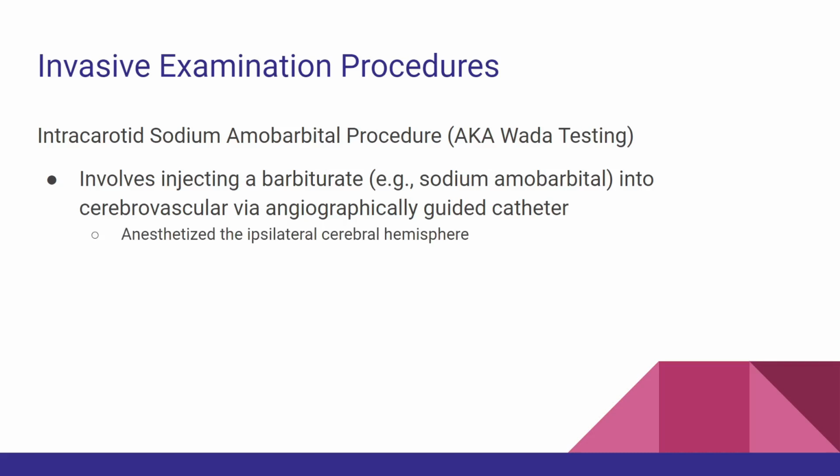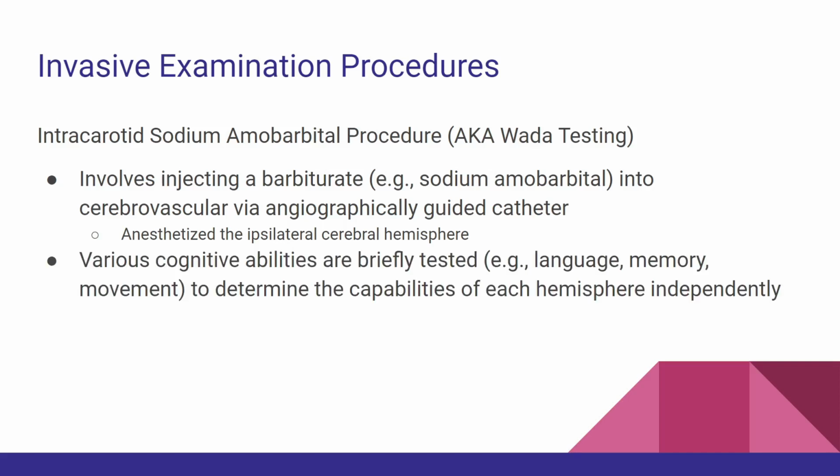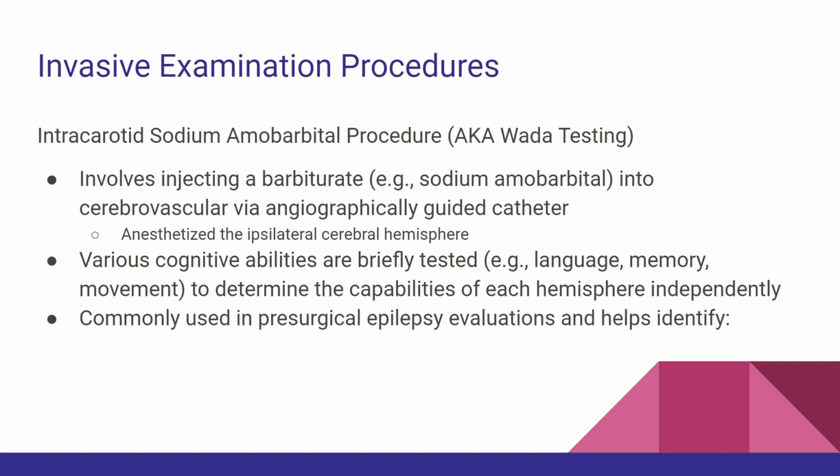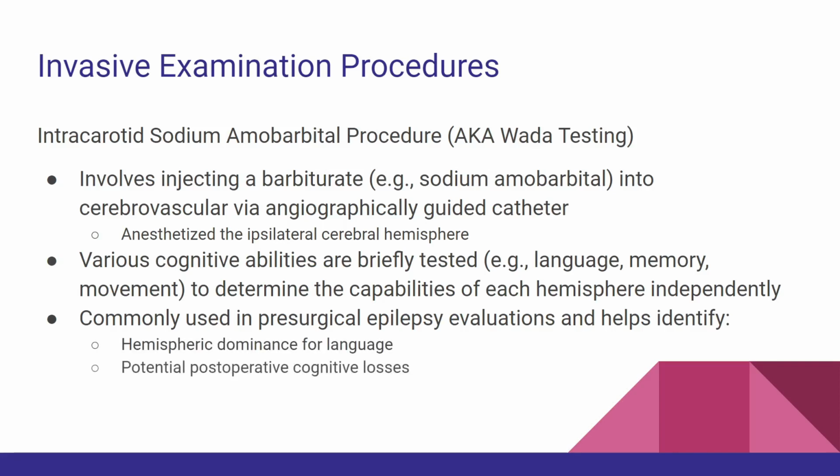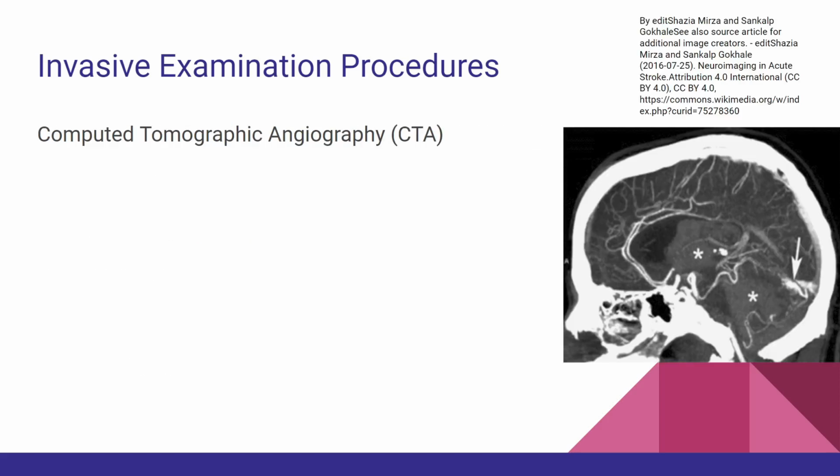So this is used to anesthetize the ipsilateral cerebral hemisphere, which allows you to better evaluate the functioning of the contralateral hemisphere. So during this process, you'll briefly test certain cognitive abilities, things like language, memory, voluntary movement, to help determine the capabilities of each hemisphere independently. And it's commonly used in pre-surgical evaluations for epilepsy, and it helps identify hemispheric dominance for language and potential postoperative cognitive losses.